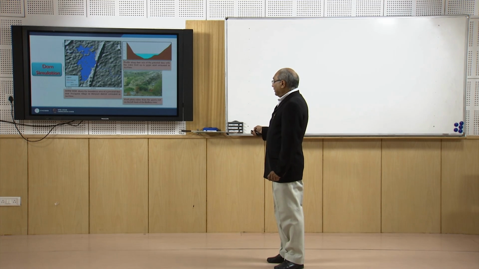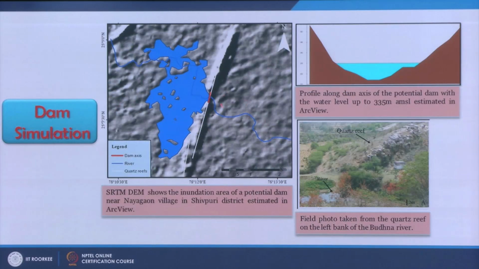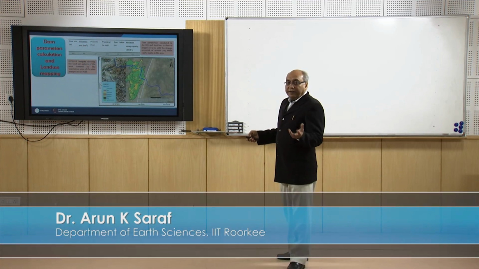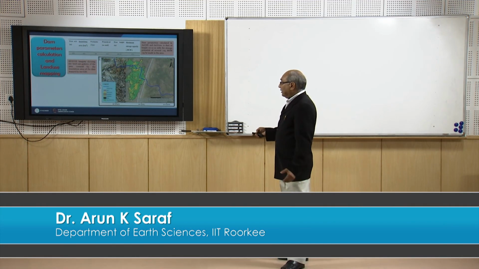So this is the quartz reef. If a stream is going and it is blocked, then a dam can be constructed, and this simulation of a dam has been done on a GIS platform. It shows how much area will be inundated if a dam of this height is created, and which land use will be submerged can also be estimated. So that kind of work can be done starting from satellite image interpretation.